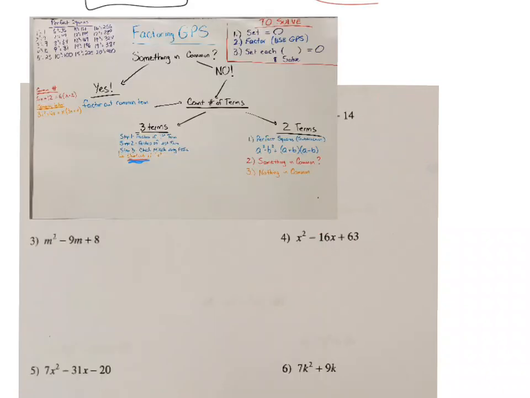So 3 and 4 are going to be on your own. So no reason you can't do 3 and 4. So make sure you do 3 and 4 on your own. All right, so 5. 5 is a little bit more difficult.